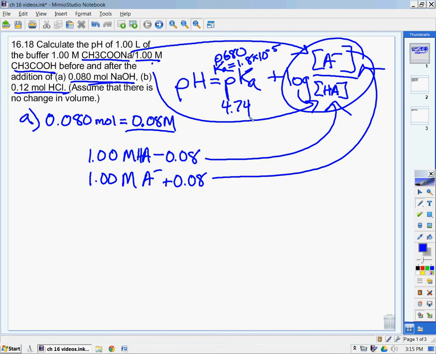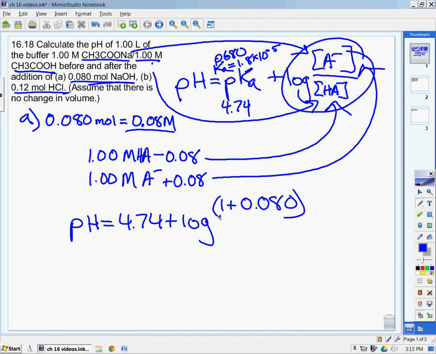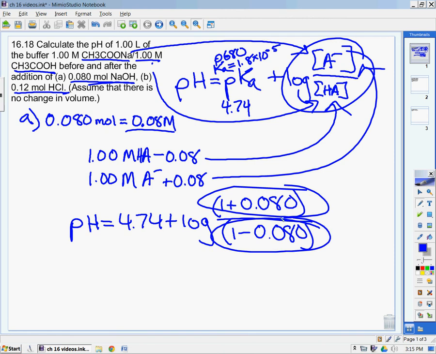All right, so now that we got that all figured out, it's just a matter of plugging and chugging. So we get pH is equal to 4.74 plus the log of 1 plus 0.080 over 1 minus 0.080. Again, because the NaOH is going to add to the conjugate base, it's going to take away from the acid. Do that all out, and we get the pH is equal to 4.81.